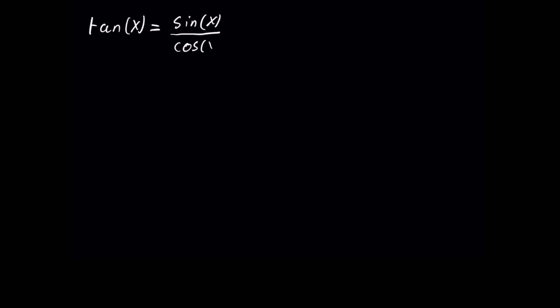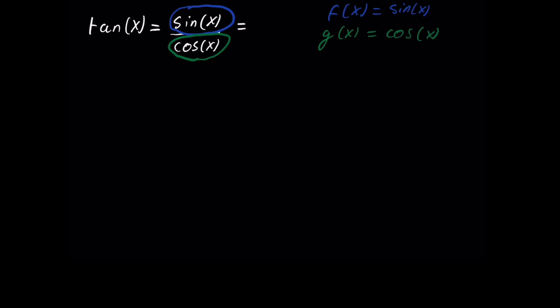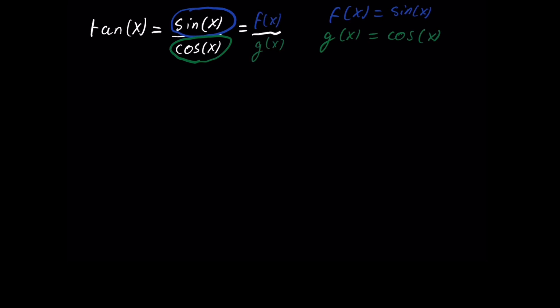In order to use the previously given formula, we need to identify which function plays the role of the f function and which function plays the role of the g function. In this case, the f function is the sinus function and the g function is the cosinus function. Then we have to calculate the derivative of each of these functions. The derivative of the sinus function is the cosinus function, and the derivative of the cosinus function is the opposite of the sinus function.